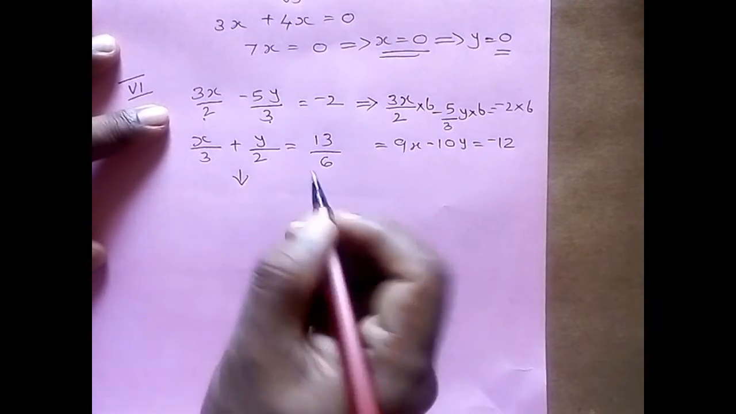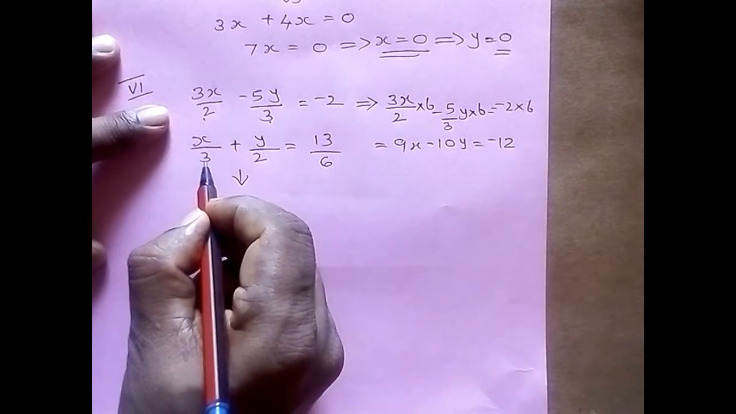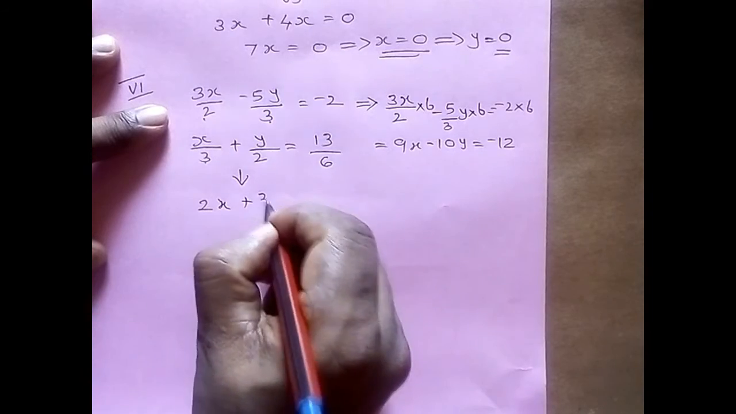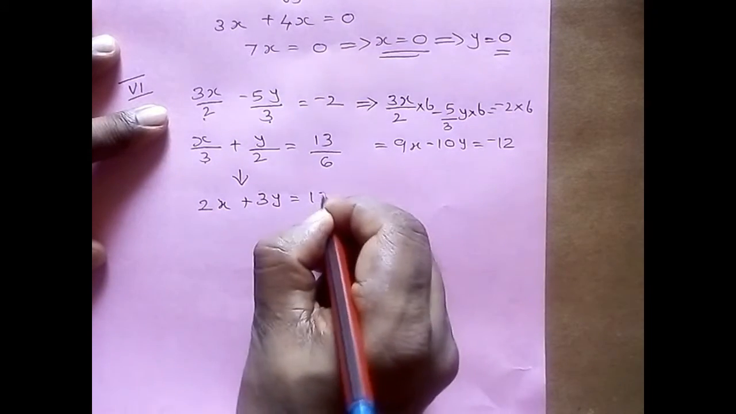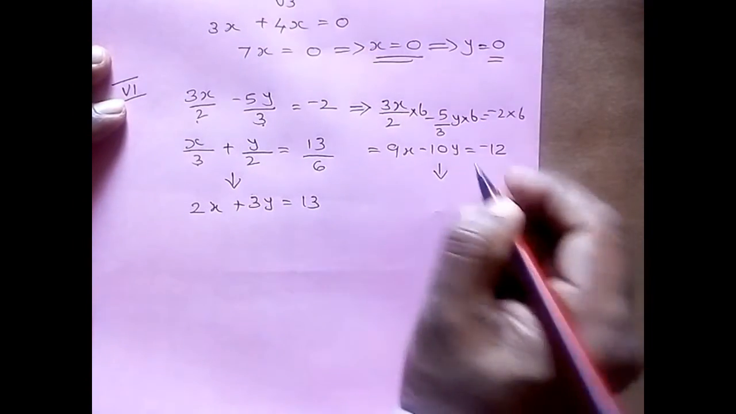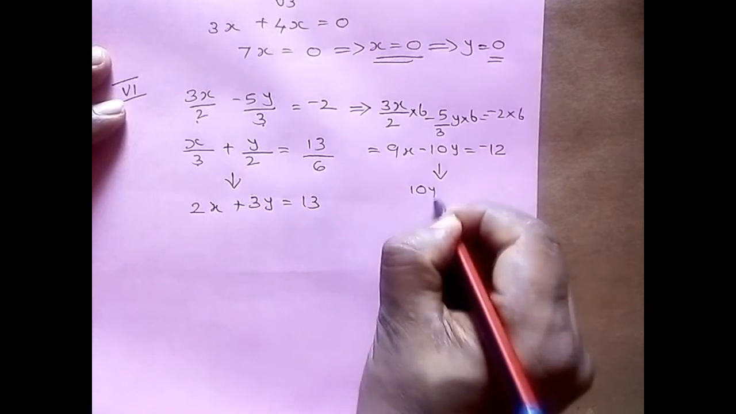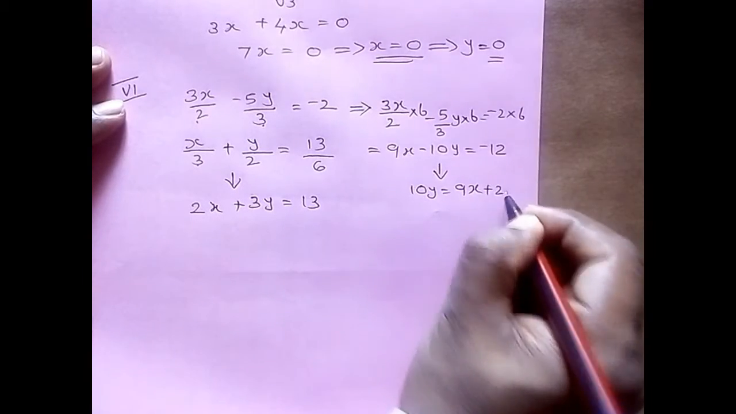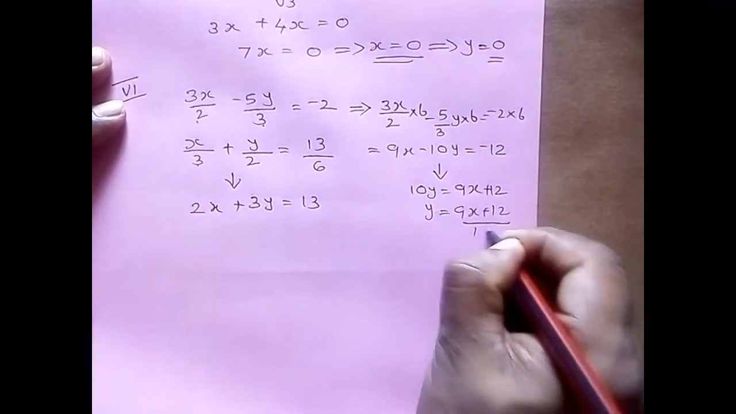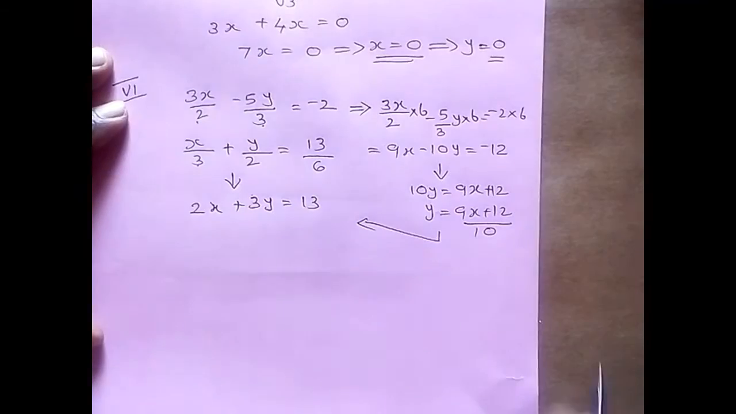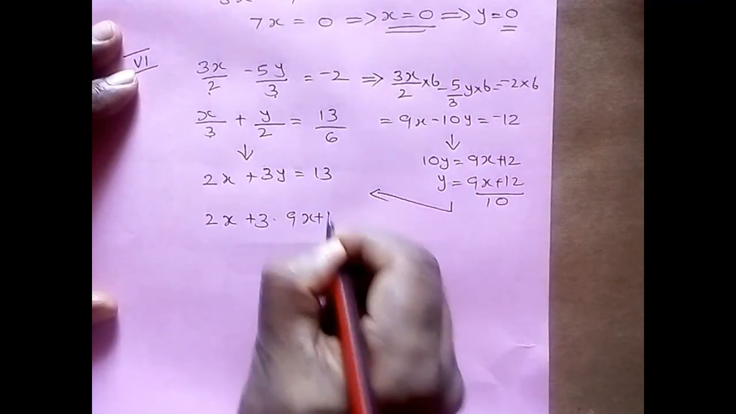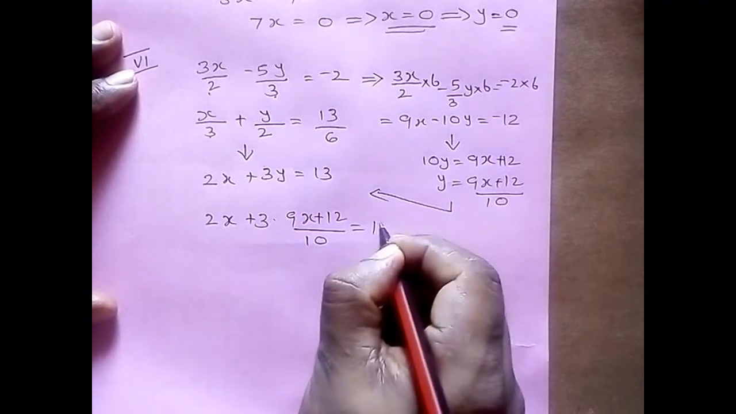Similarly, here also we will multiply by 6. So 6 and 3 getting cancelled, we are getting 2x. 6 and 2 getting cancelled, we will get 3y is equal to 13. From the first equation, we will find the value of y. 10y equal to 9x plus 12, and y equal to (9x plus 12) divided by 10. This value we will substitute here. So 2x plus 3 into (9x plus 12) divided by 10 equal to 13.